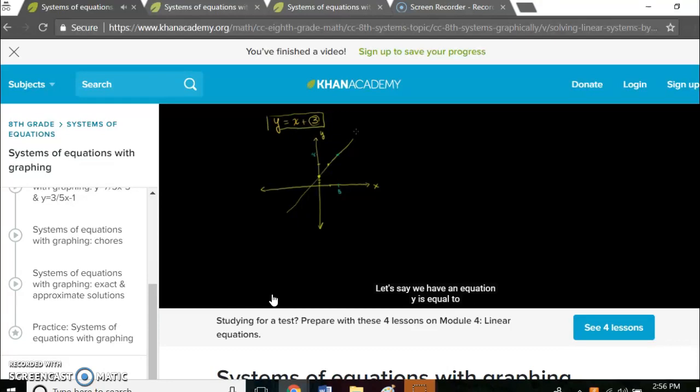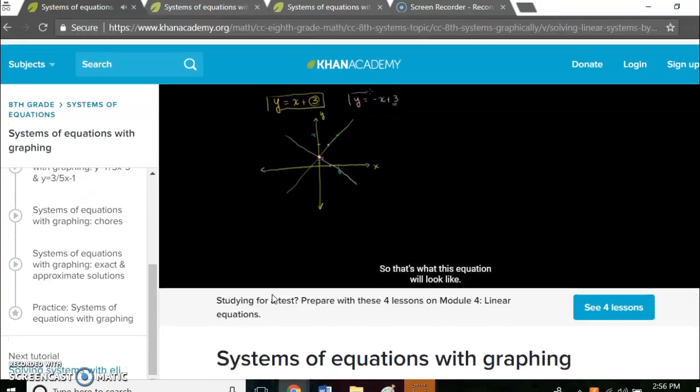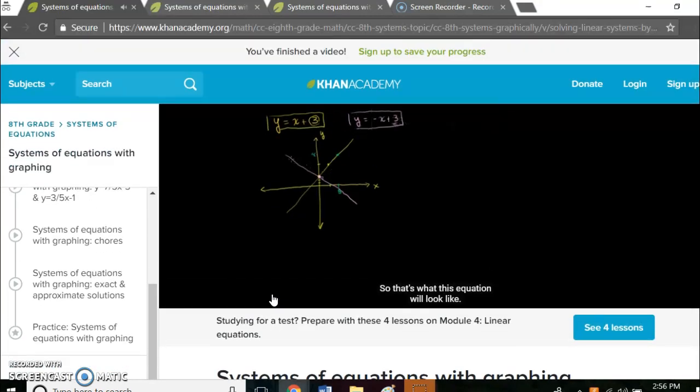Now let's say we have another equation, y is equal to negative x plus 3, and we want to graph all of the x and y pairs that satisfy this equation. Well, we can do the same thing. This has a y-intercept also at 3 right there, but its slope is negative 1. So it's going to look something like this. Every time you move to the right one, you're going to move down 1. Or if you move to the right a bunch, you're going to move down that same bunch. So that's what this equation will look like. Every point on this line represents an x and y pair that will satisfy this equation.